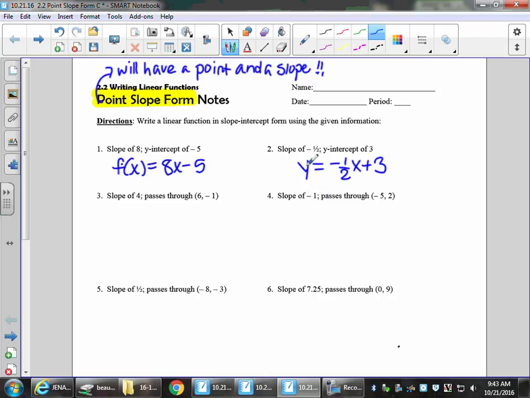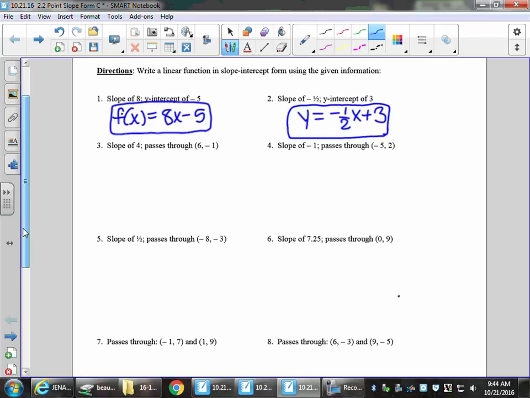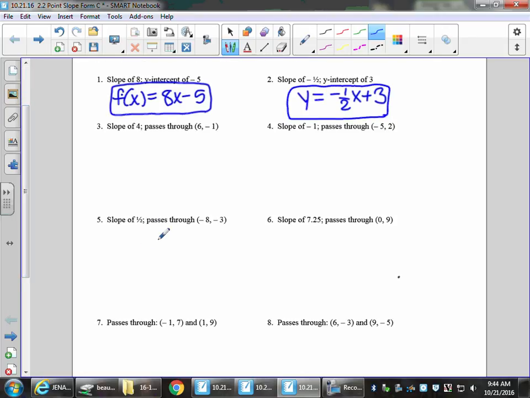Is there any difference between y and f of x? No, but what as awesome Algebra 2 students will we use most? Okay. So this required no work, which is nice. What's different about number 3? Is there any mention of a b value here, an intercept of any kind?